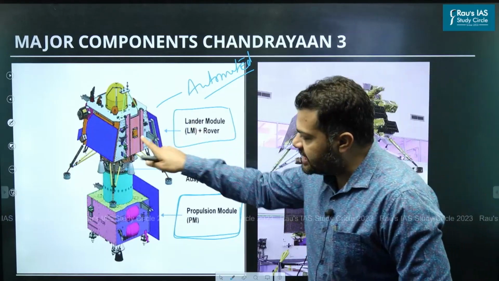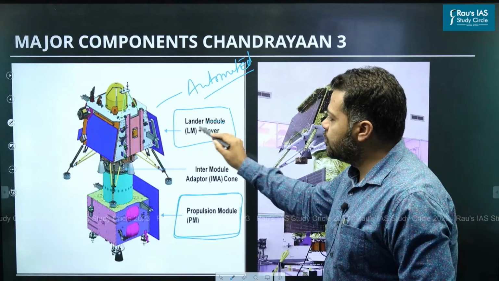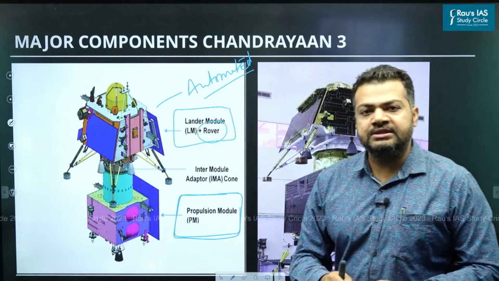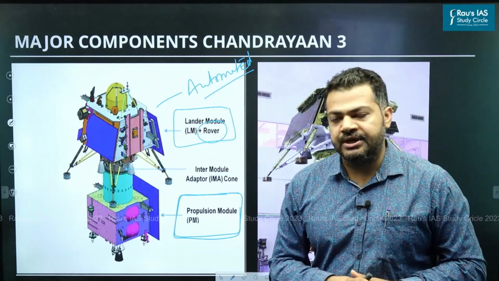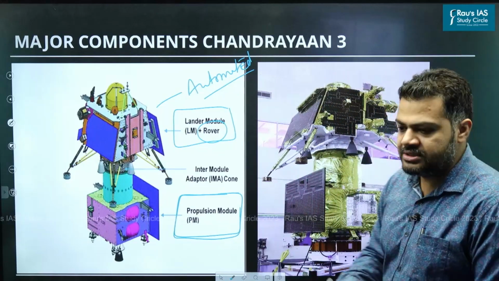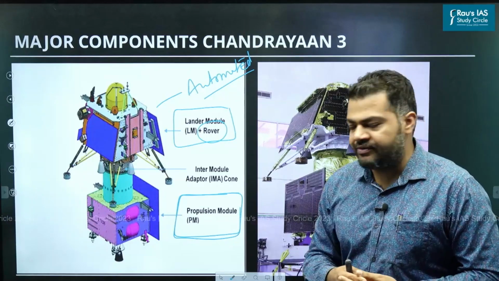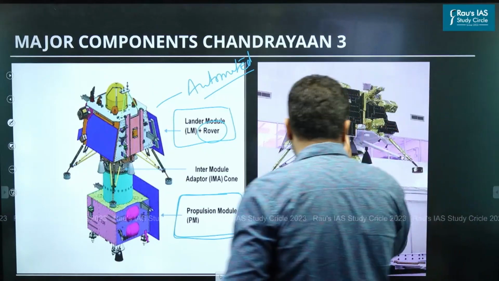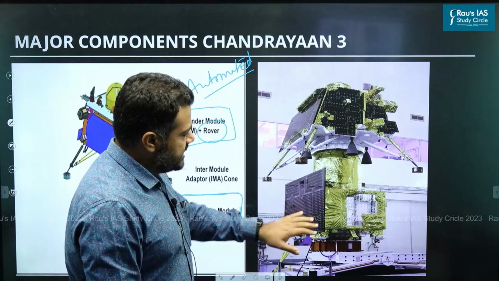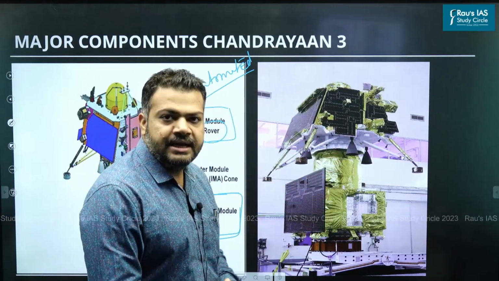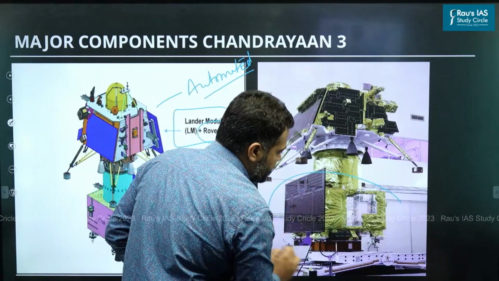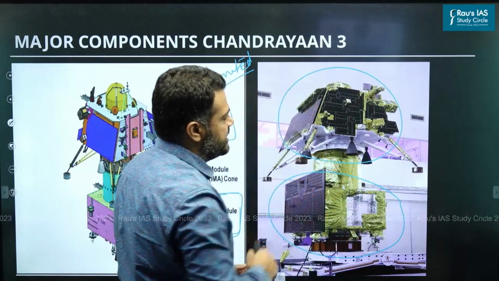And then inside the lander module itself, we have the rover, which is supposed to do some on-ground in situ experimentation, right? It is going to travel across the surface of the moon, near the south pole, and will conduct experiments. Now this is the actual photograph of the propulsion module and the landing module. So here you can see the propulsion module and also the landing module, right?